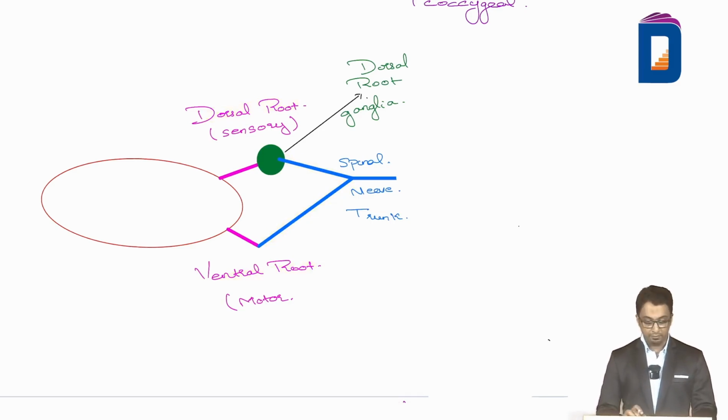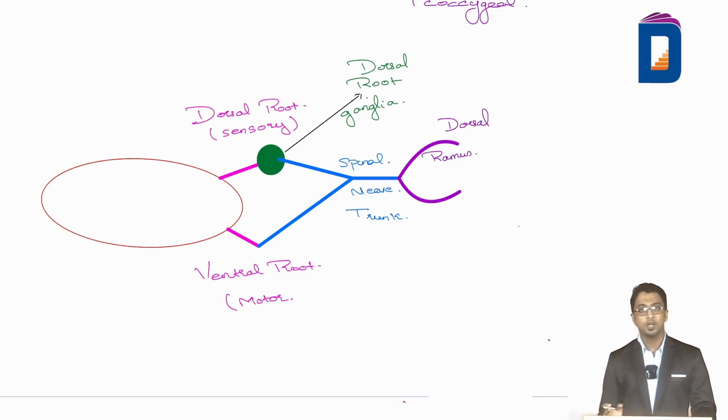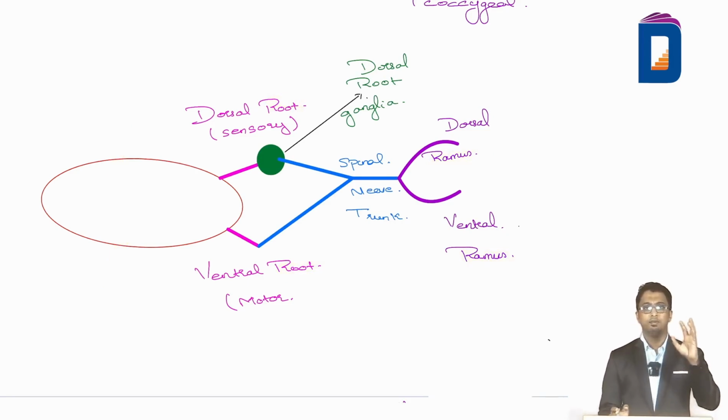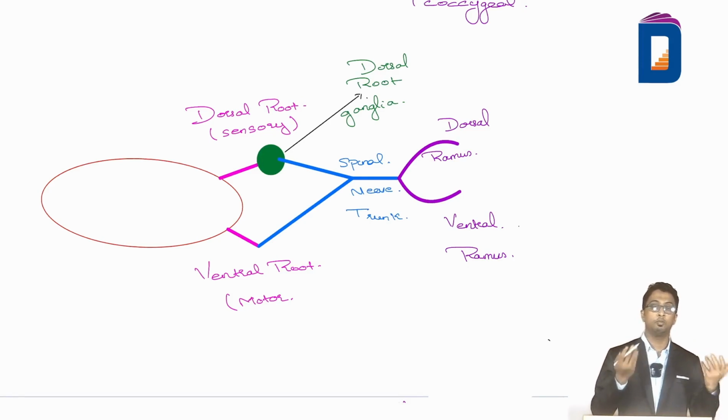Now from the spinal nerve trunk, we are going to see two other structures, dorsal ramus and ventral ramus. Now this is again horn here, root, ramus, don't mistake. Here the concept is that horns always contain either motor or sensory. That means dorsal horn is sensory, ventral horn is motor. Coming to the root, they are also either sensory or motor.